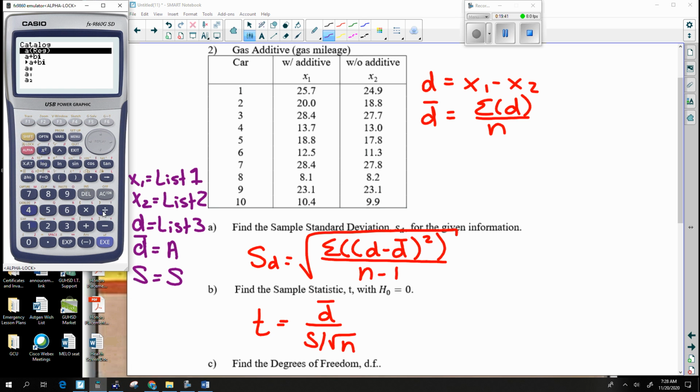So I add them up, and divide by the number of numbers, in this case that's 10. That is my average, so I store that as the letter A. D bar is the average.